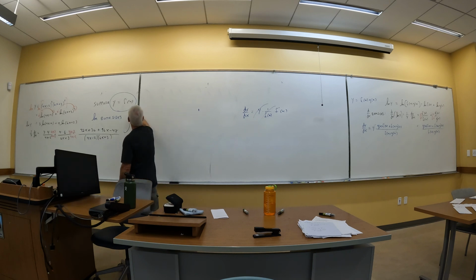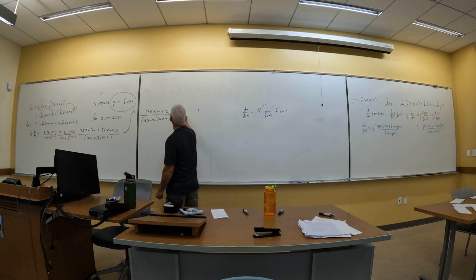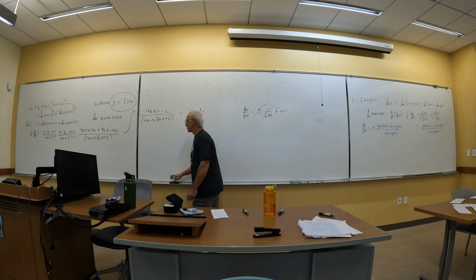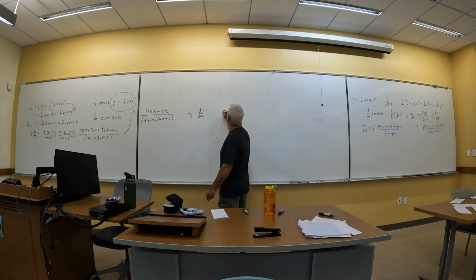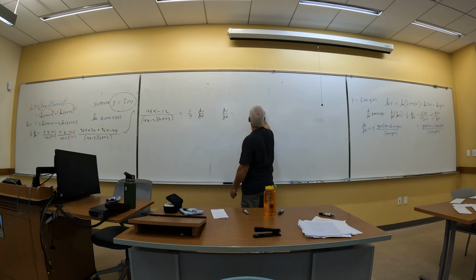Okay, a little higher. So it looks like I have 168x minus 12 over this. Okay. And what does all that equal? That all equals 1 over y times dy dx. So just like before, I would like to say dy dx equals. So dy dx is going to equal that. Actually, give us a little more space.